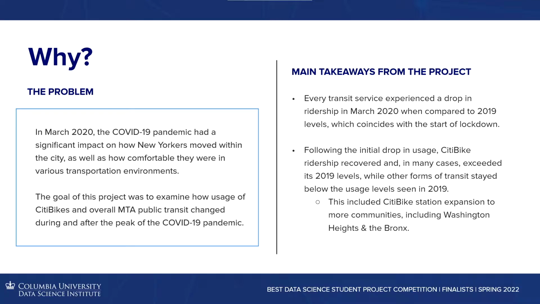Broadly speaking, the main takeaways from our exploration of the data were that every service experienced a drop in ridership in March 2020 when compared to 2019 levels, coinciding with the start of lockdown. As well as that, following the initial drop in usage, city bike ridership recovered and in many cases exceeded its 2019 levels, while other forms of transit stayed below the usage levels seen in 2019.